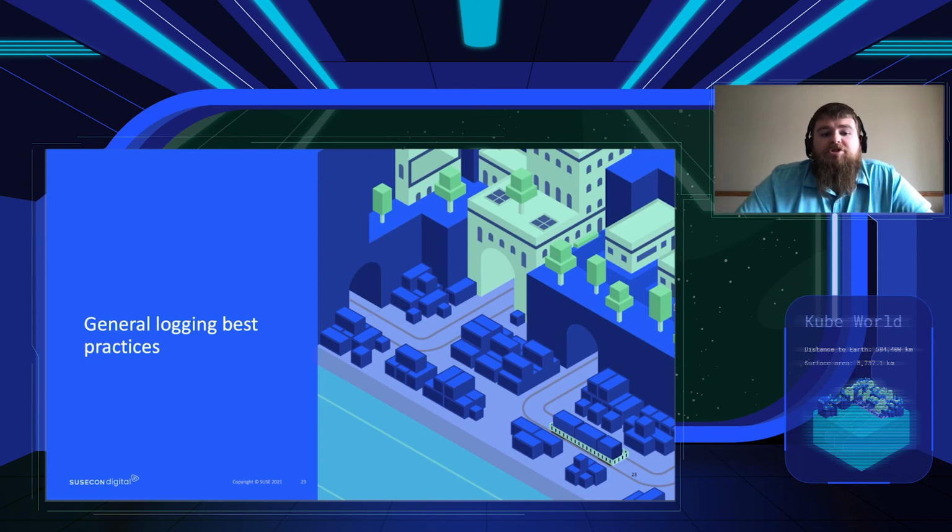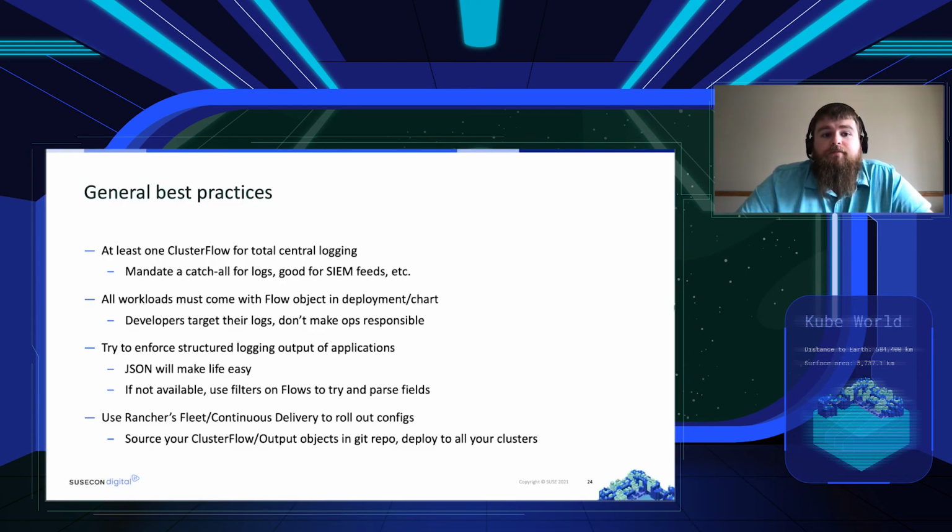Finally, we'll end with some general logging best practices. General best practices are as follows. You should have at least one cluster flow for total central logging. That means in every one of your Kubernetes clusters, define at least one cluster flow and one corresponding cluster output to grab all of the logs in the cluster. This mandates a catch-all for those logs, which is great for SIEM feeds, for using security tools, or just general auditing and archival purposes.